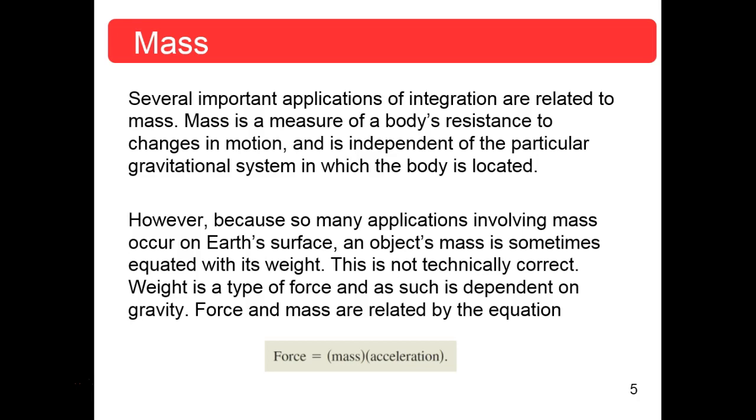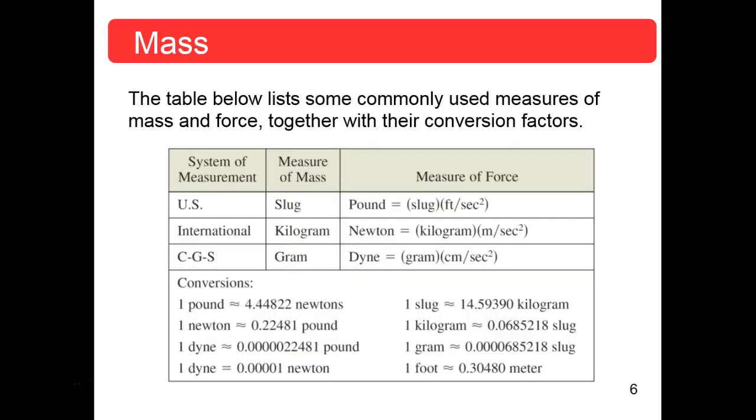Weight is a type of force, and as such is dependent on gravity. Force and mass are related by the equation: force is equal to mass times acceleration. On the surface of the Earth, this acceleration is usually g, acceleration due to gravity, and that relates mass and force. Now, I don't know if they're going to get at that or not. No. The table below is some of the commonly used measures of mass and force together with the conversion factors.